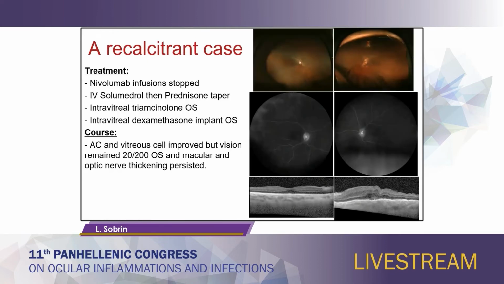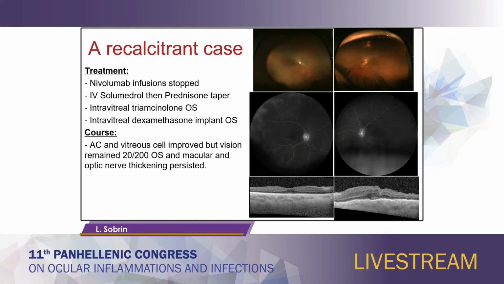Because his vision was so severely affected, nivolumab was stopped, and it was at first felt that we would just do this transiently. We treated him aggressively with IV Solu-Medrol and then a prednisone taper. His vision did not improve, and he subsequently received both intravitreal triamcinolone and dexamethasone implants in the left eye.